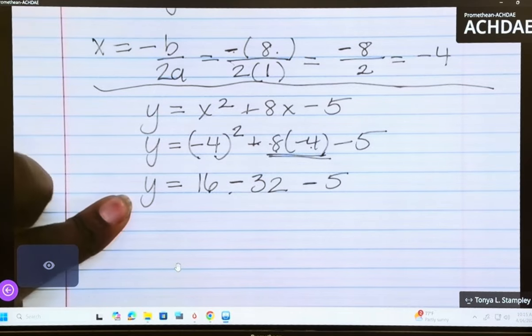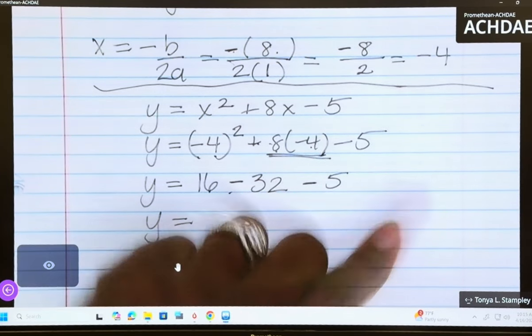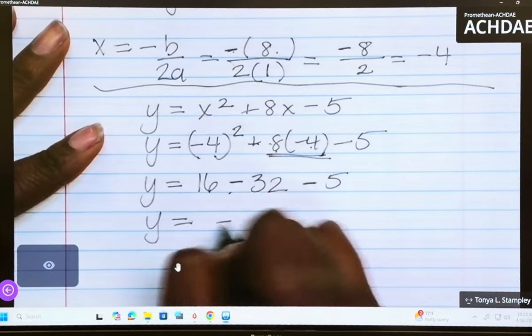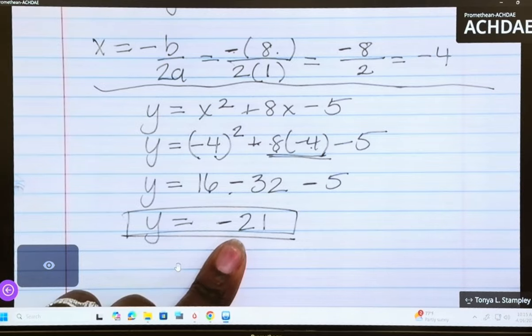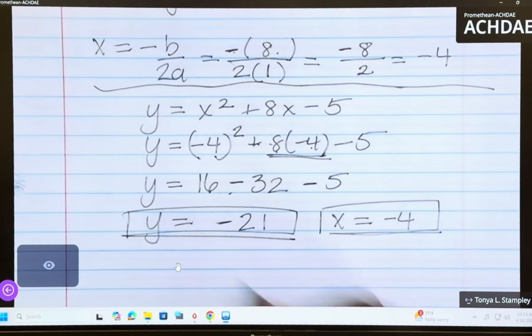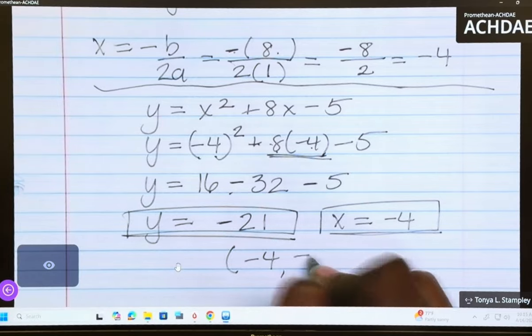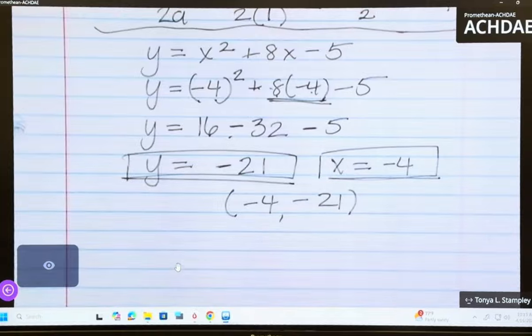Did we make it to this point? All right. So now I got y equals 16 minus 32 minus 5 is going to give me what? Negative 21. So my y of my vertex is negative 21. The x of my vertex is negative 4. I know my vertex then is going to be negative 4, negative 21. Can I then write this in vertex form? Yes, I have all my parts.